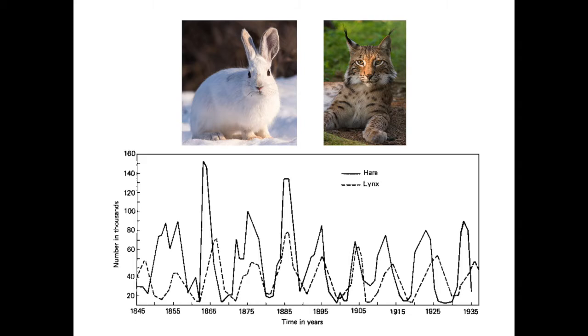The model is analyzed using coupled differential equations, but its assumptions are very simple. In the absence of lynx, hare will reproduce and increase in number. In the absence of hare, lynx will starve and decrease in number. When both are present, lynx will eat hare, increasing their numbers while diminishing the hare, their food source.